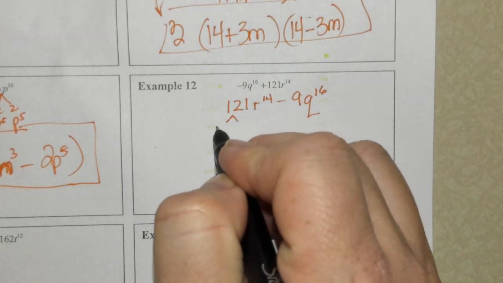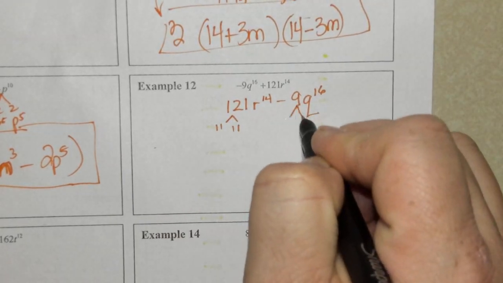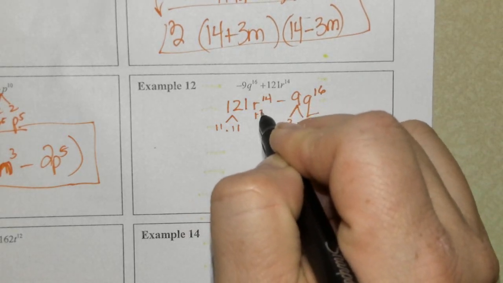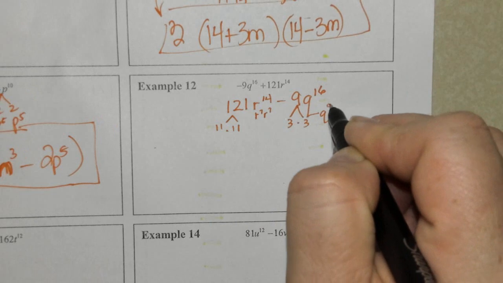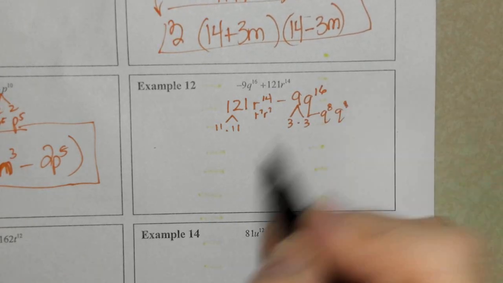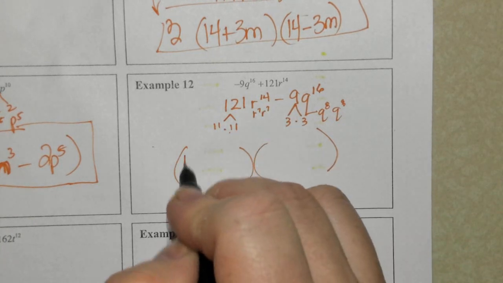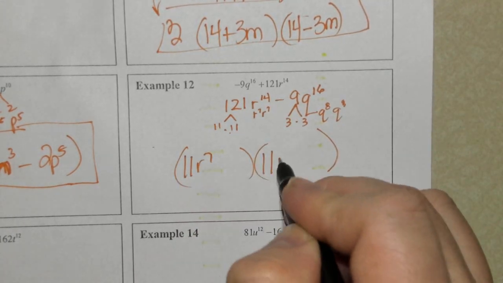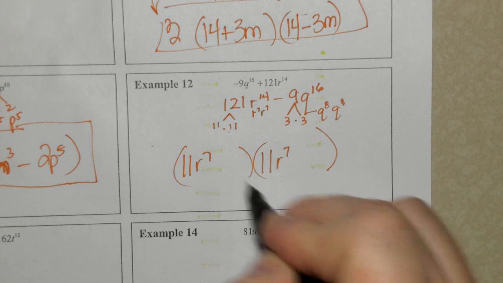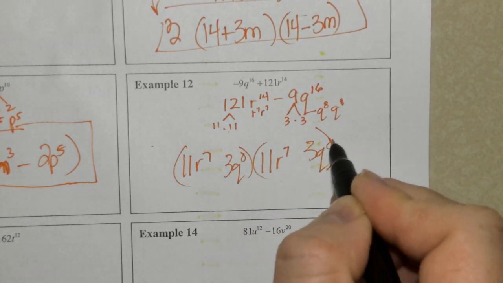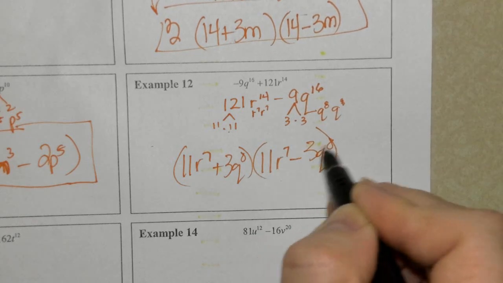That means this breaks into 11 times 11, 3 times 3, and when I divide by 2, r to the 7th, r to the 7th, q to the 8th, and q to the 8th. The 11 r to the 7th remain in front, and the 3 q to the 8ths remain in back. One's positive and one is negative.